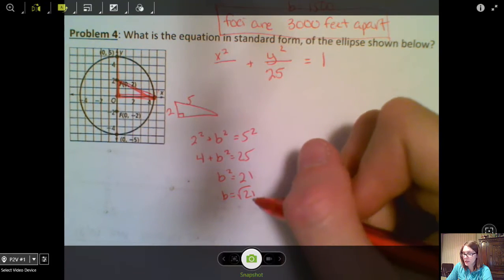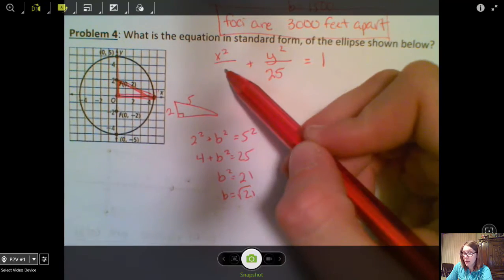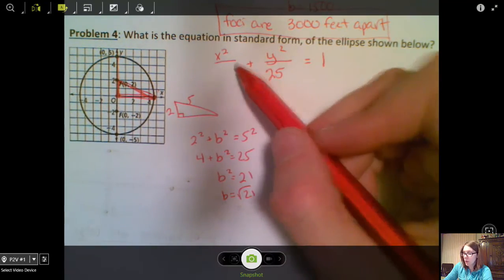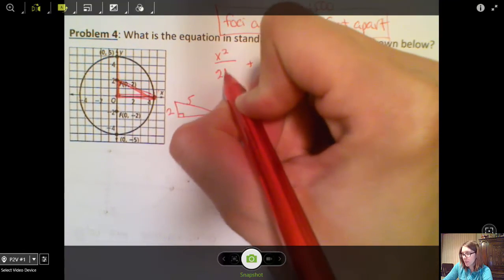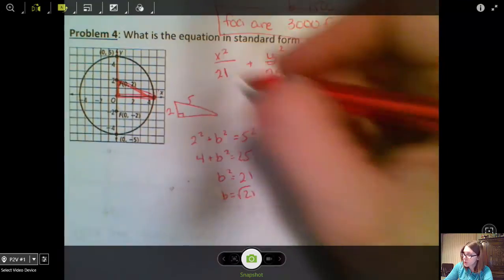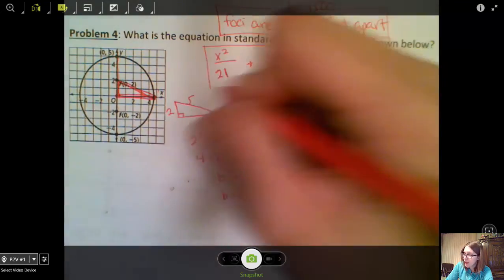But I don't even need to try to simplify because when I put it back in my equation, I have to square it anyway. So x squared over square root of 21 squared, which is 21, plus y squared over 25 equals 1. That's my equation.